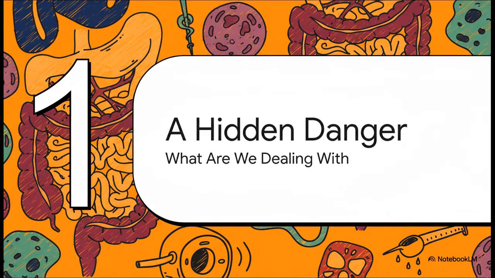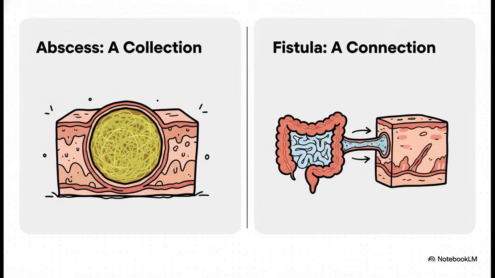So, first things first, before we can even start looking for the problem, we've got to know exactly what we're dealing with. Okay, so this is actually way simpler than it sounds. An abscess is a collection of pus. Think of it like a walled-off, angry pocket of infection. A fistula, on the other hand, is a connection. It's an abnormal tunnel that forms between two places in the body that should definitely not be connected. So, super simple. One's a pocket, the other's a pathway.